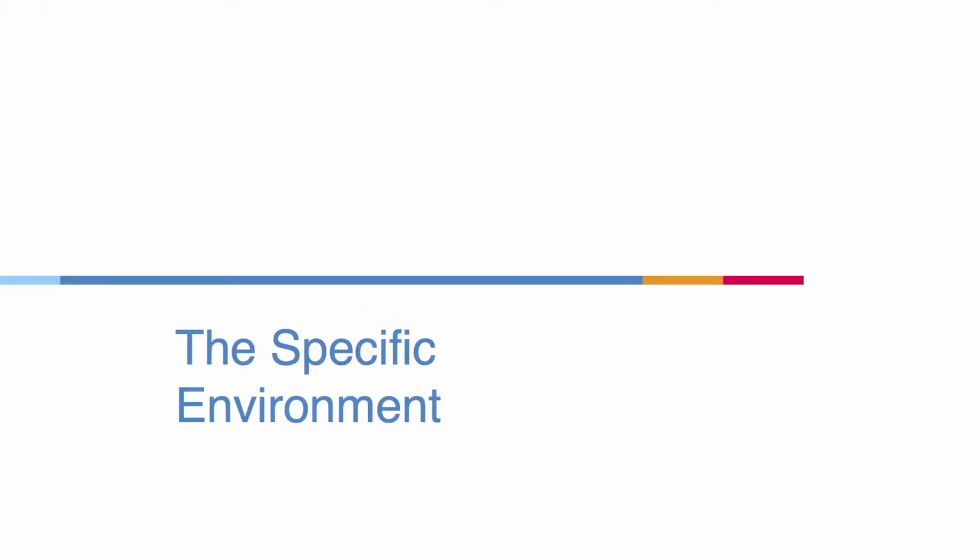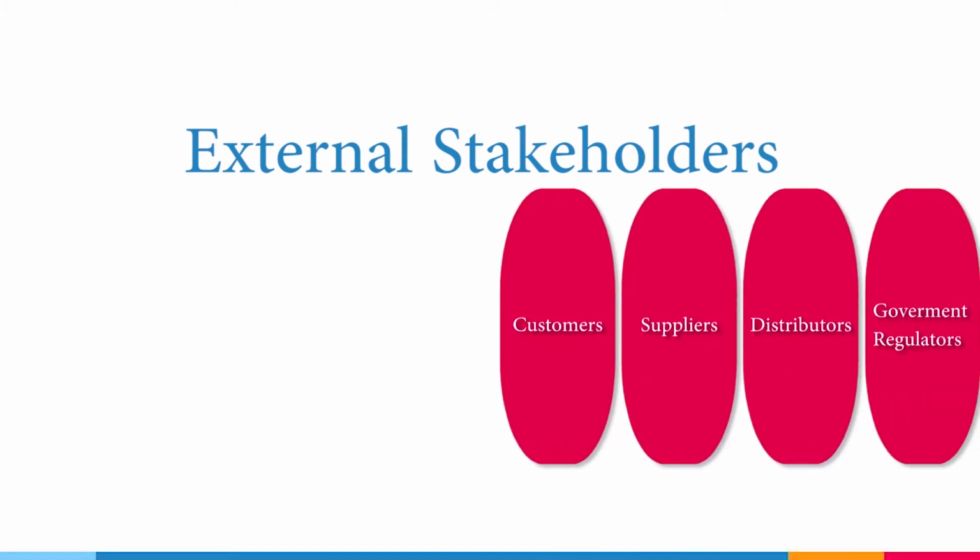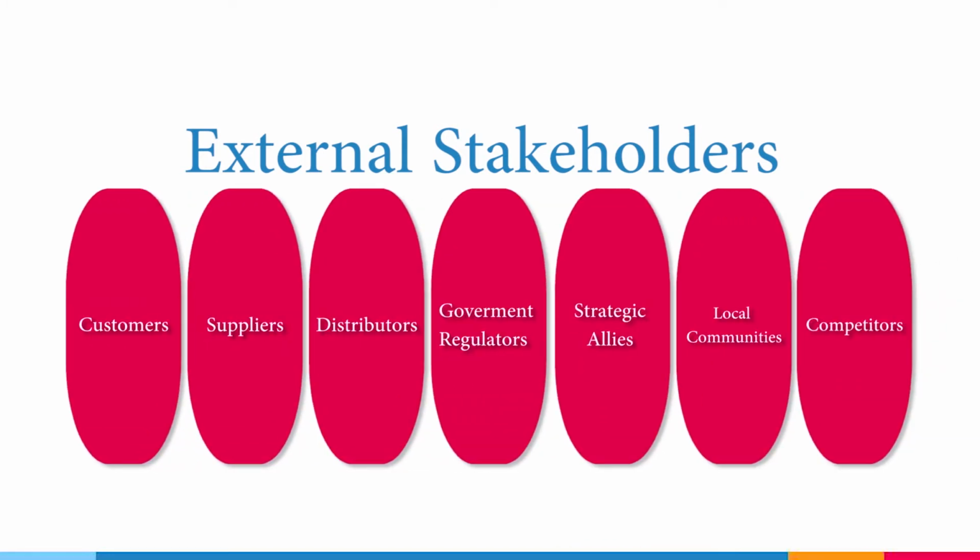In this brief video, we'll outline the various stakeholders that comprise an organization's specific environment. Organizations operate in a specific or task environment that's unique to their industry. The specific environment includes the organization's external stakeholders. Stakeholders are people or groups whose interests are affected by an organization's activities.